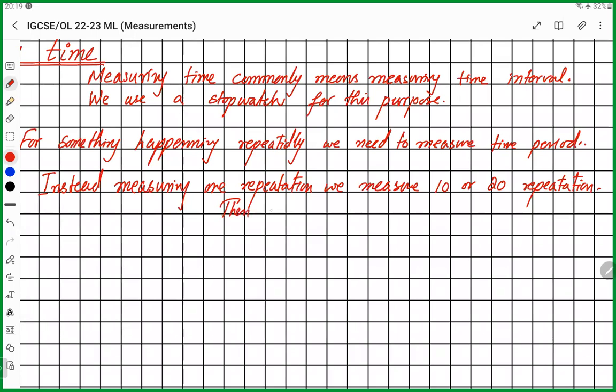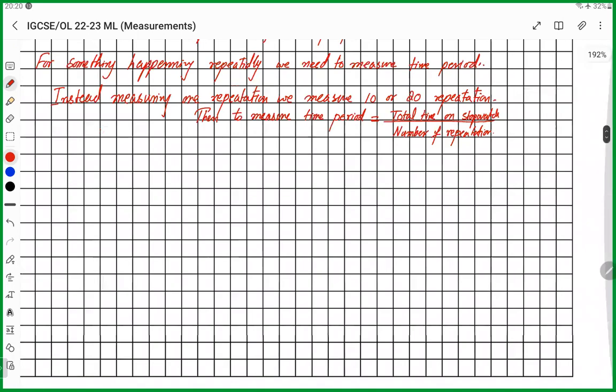So it will be more accurate. Why will it be more accurate? Because to measure, we took more repetitions. So what happened? Time period equals total time on stopwatch divided by number of repetitions.